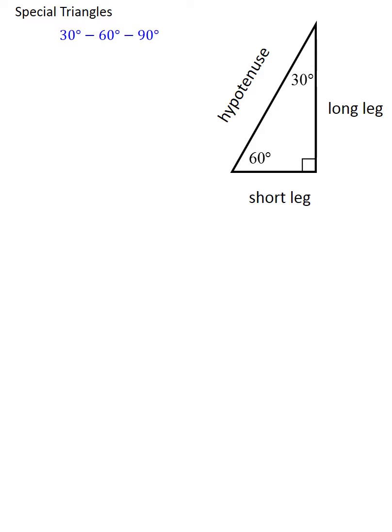Here are some basic facts about a 30, 60, 90 triangle. The short leg is opposite the 30 degree angle.